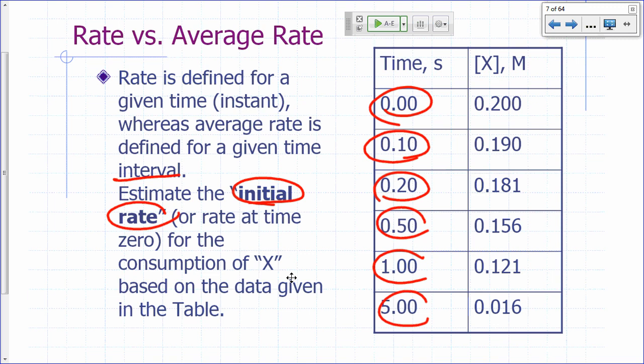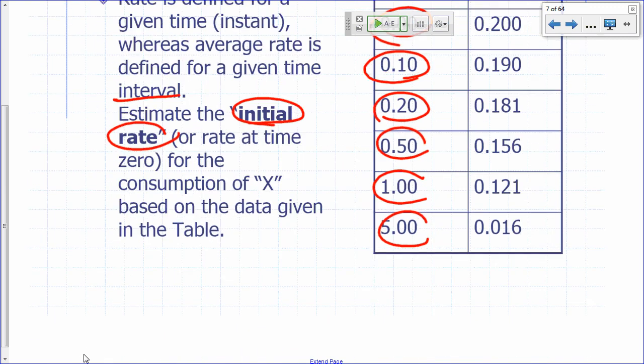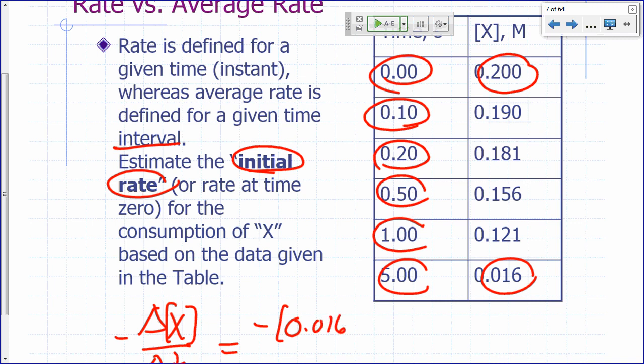How do you calculate the average rate? From 0 to 5 seconds. Delta X, delta T. Okay. The average rate from 0 to 5 seconds is how much? You went from 0.2 to 0.1016, so negative of 0.1016 minus 0.2 moles per liter divided by 5 seconds. What would that be?